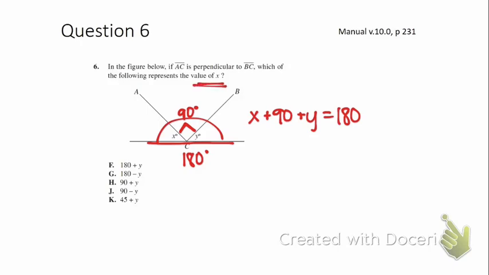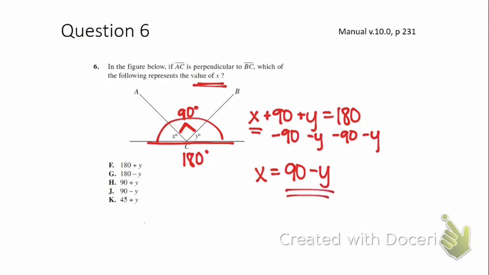They're asking what is the value of x, so I need to solve for x. I'm going to go ahead and subtract 90 and subtract y. So I have x equals 180 minus 90, which is just 90, and then minus y. So 90 minus y would be my answer here, so J.